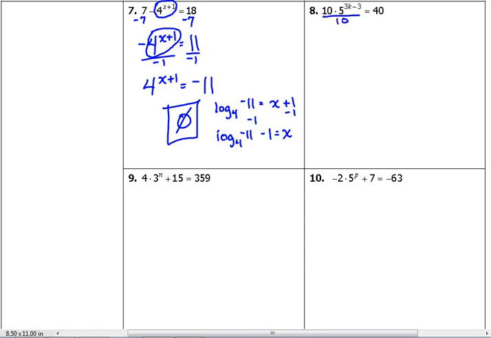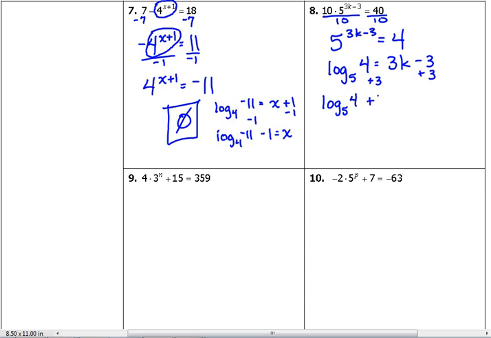We need to begin by dividing both sides by 10. 5 to the 3k minus 3 is equal to 4. 5 and 4 cannot be written with the same base, so log base 5 of 4 is equal to 3k minus 3. Add 3 to both sides. Log base 5 of 4 plus 3 is equal to 3k. Then divide the entire thing by 3. You got to make sure you divide the whole log base 5 of 4 plus 3. You divide that whole thing by 3.